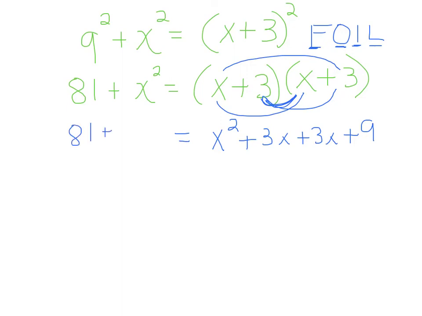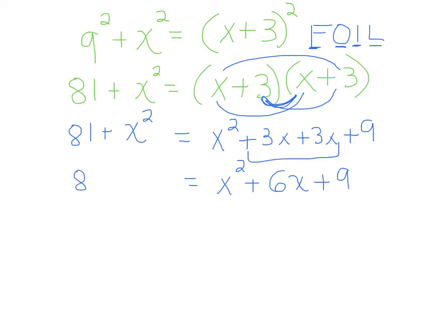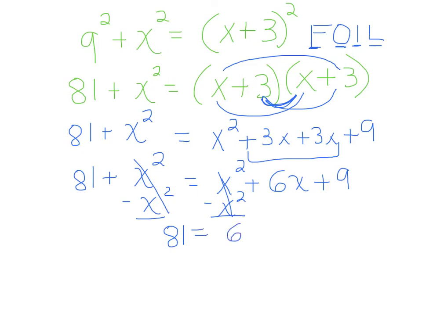Let me just rewrite this. Can you simplify the right side? It's going to be x squared plus 6x plus 9, and 81 on the left. Then we can subtract the x squared. And what happens when you subtract the x squared? They cancel each other. So you're going to have 81 equals 6x plus 9.